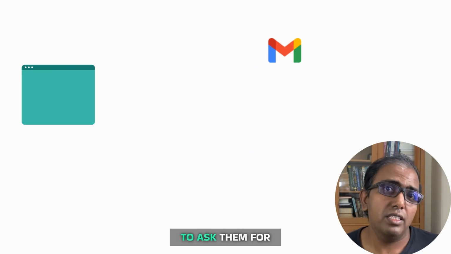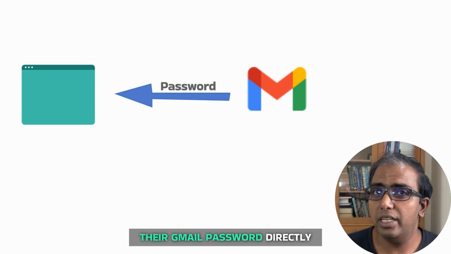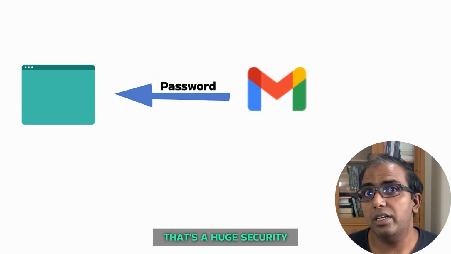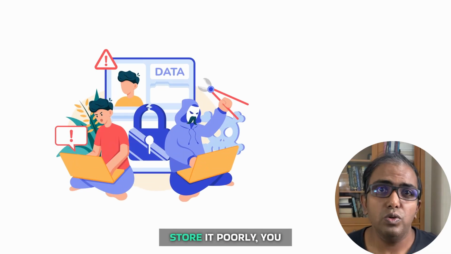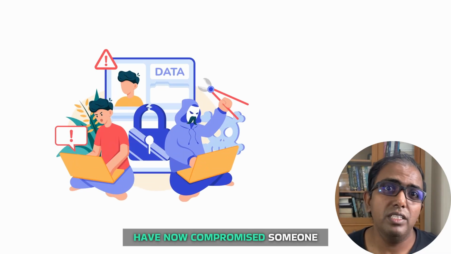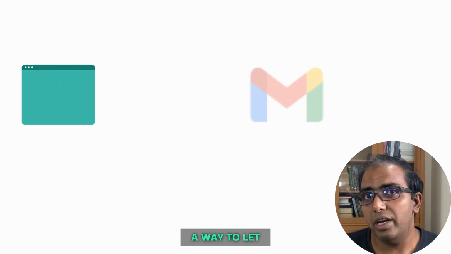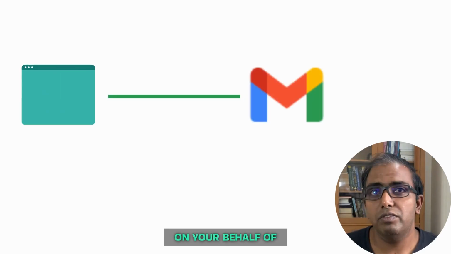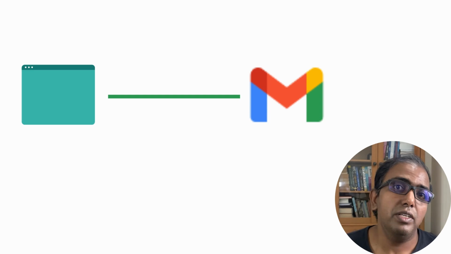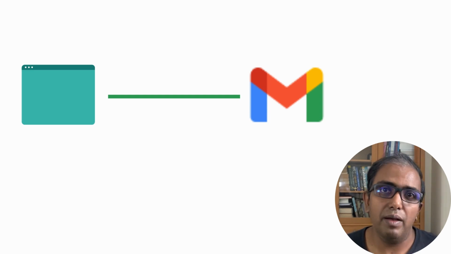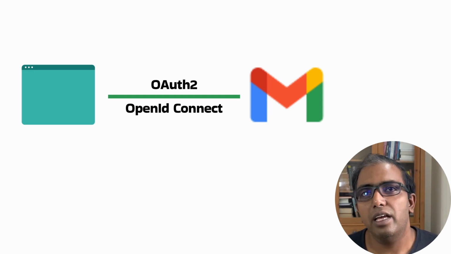Well, you would have to ask them for their Gmail password directly. That's a huge security and trust nightmare. If your app leaks that password or you store it poorly, you have now compromised someone else's Google account. So clearly, we need a better way. A way to let your app do things on behalf of the user without ever seeing their password. And that's exactly the gap OAuth2 and later OpenID came in to solve.